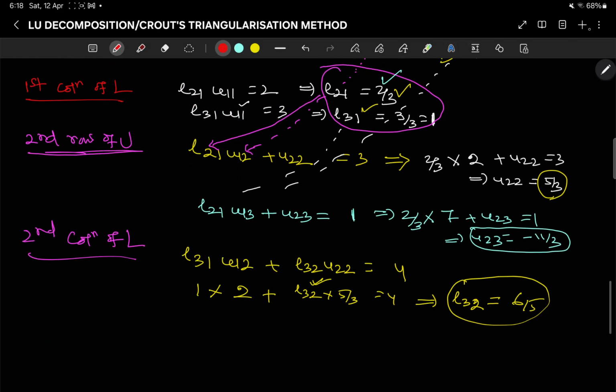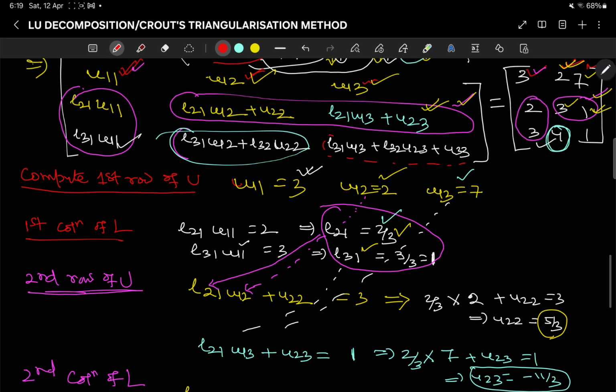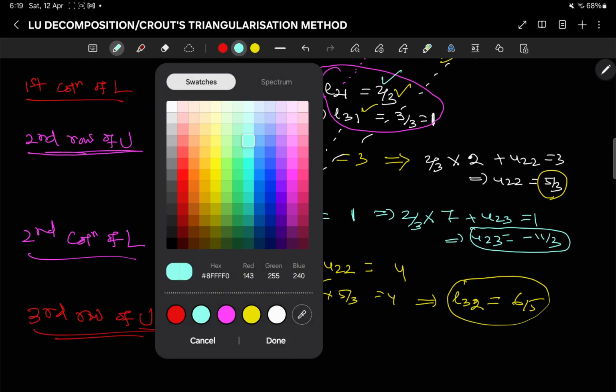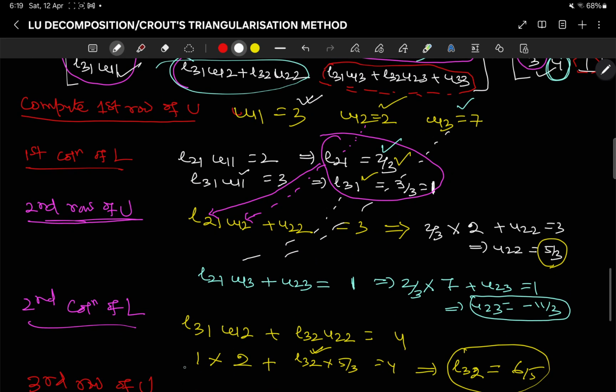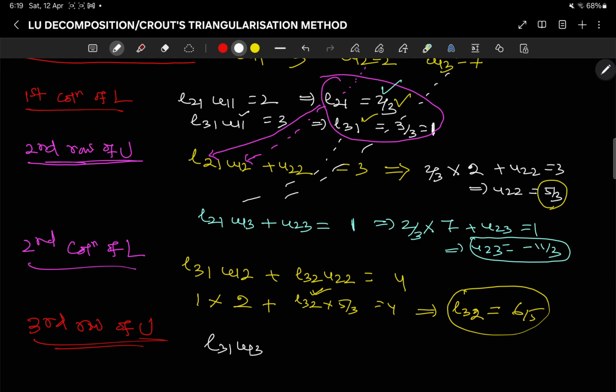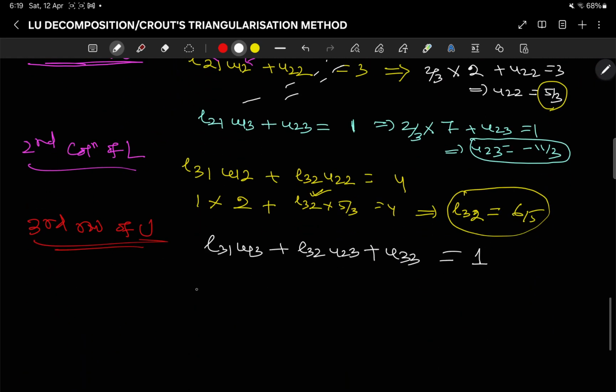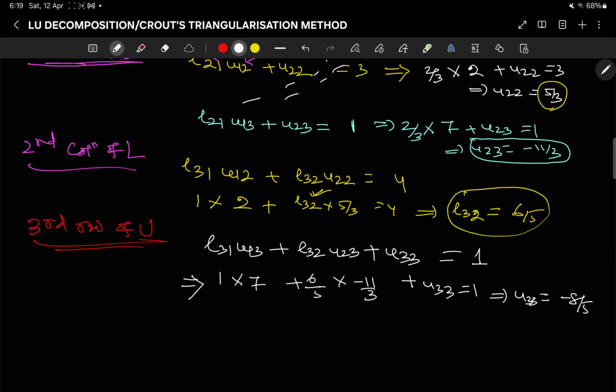Next you compute the third row of U. So we only have this place to compare with this step. So what I am getting is here L31 U13 plus L32 U23 plus U33, and this position is here 1. Now you substitute the previous values. So that means L31 is here 1 into here 7 plus 6 by 5 into minus 11 by 3 plus U33 is equal to 1. So you simplify, U33 will be equal to minus 8 by 5. Okay, so we get it.